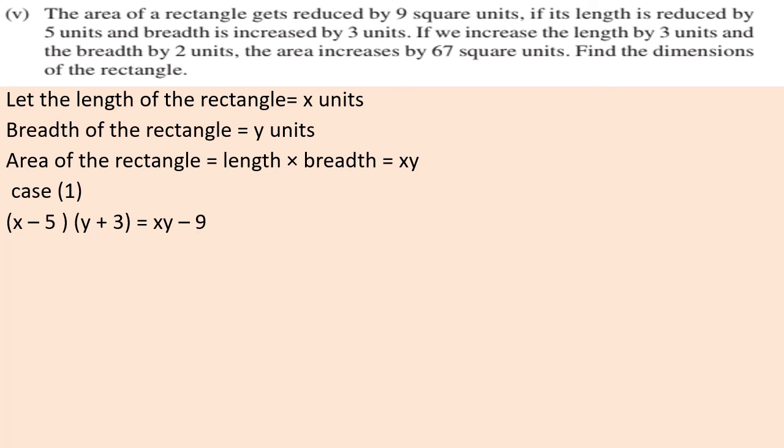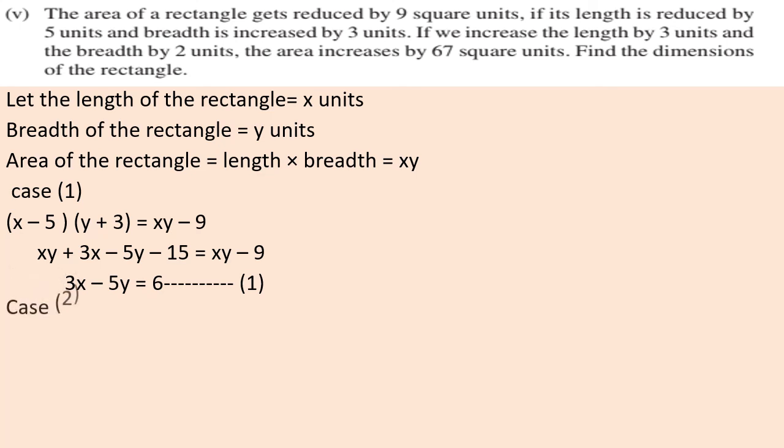By simplifying the LHS, you are getting xy plus 3x minus 5y minus 15 equal to xy minus 9. You can cancel xy on the LHS and RHS and you are getting the equation as 3x minus 5y equal to 6. Number the equation as 1.